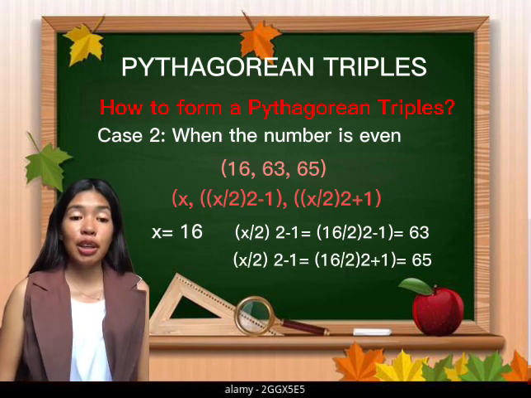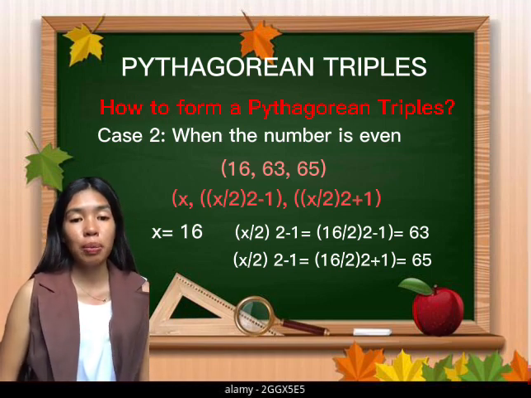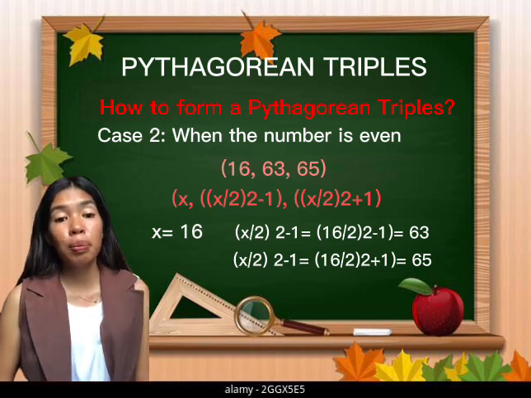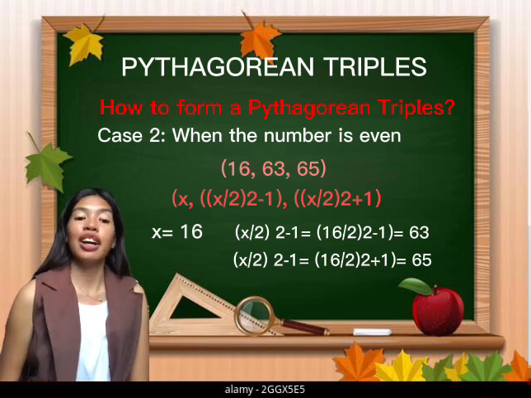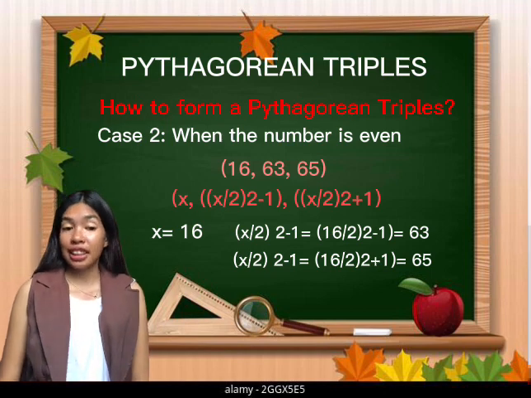Next is x divided by 2 times 2 plus 1. So, that is 16 divided by 2 times 2 plus 1. So, 16 divided by 2 times 2 plus 1 is equal to 64 plus 1, and that is 65. Thus, the Pythagorean triple formed is 16, 63, 65.